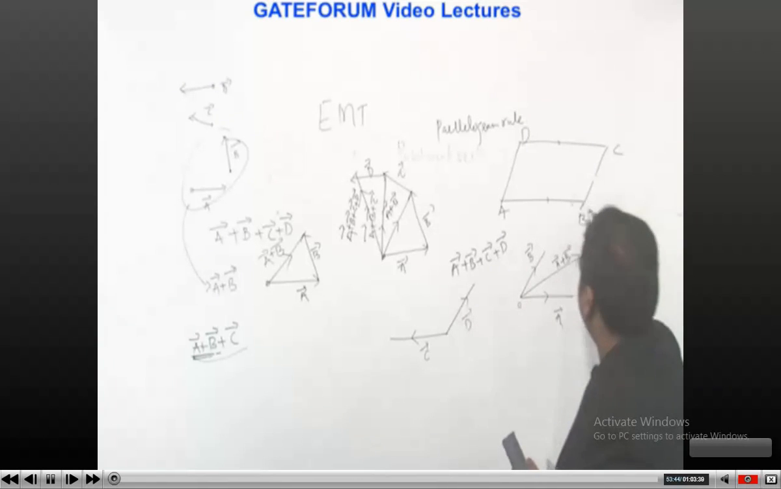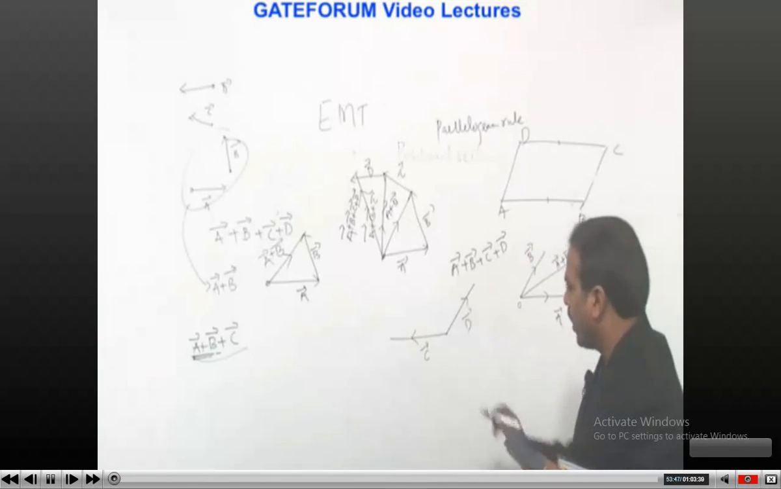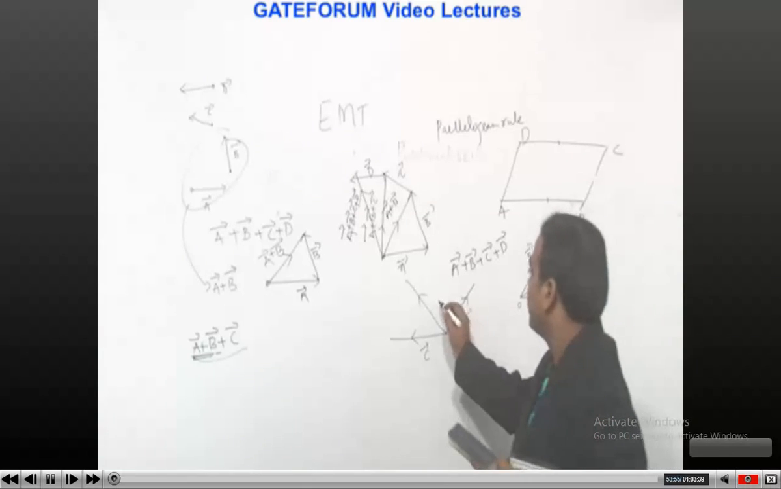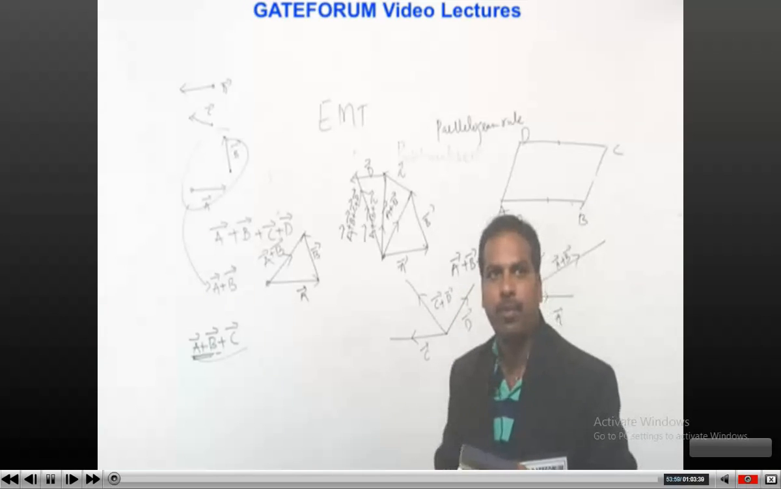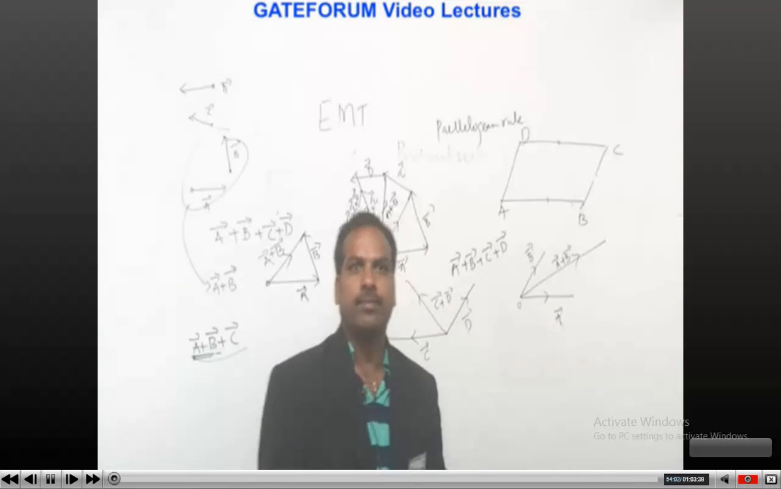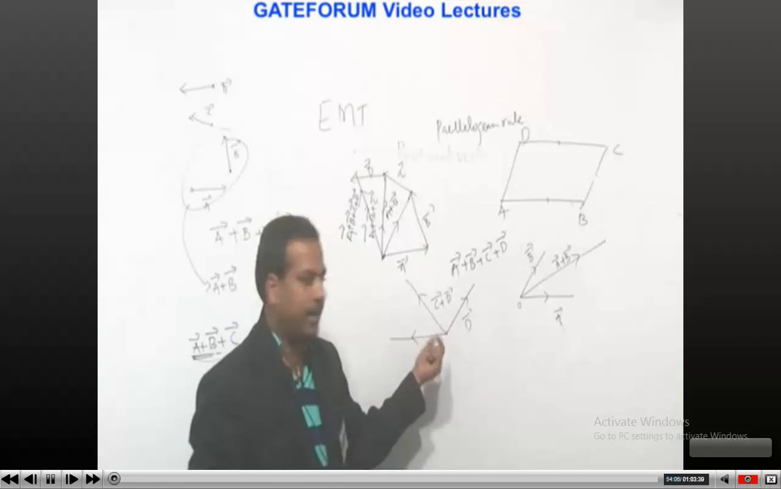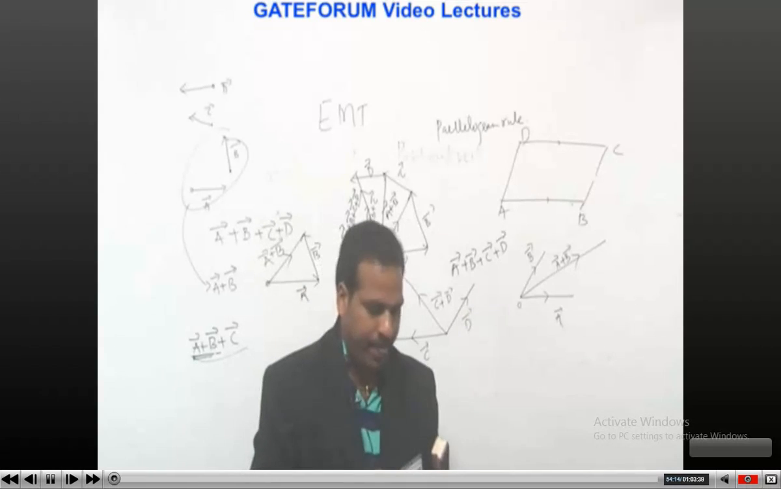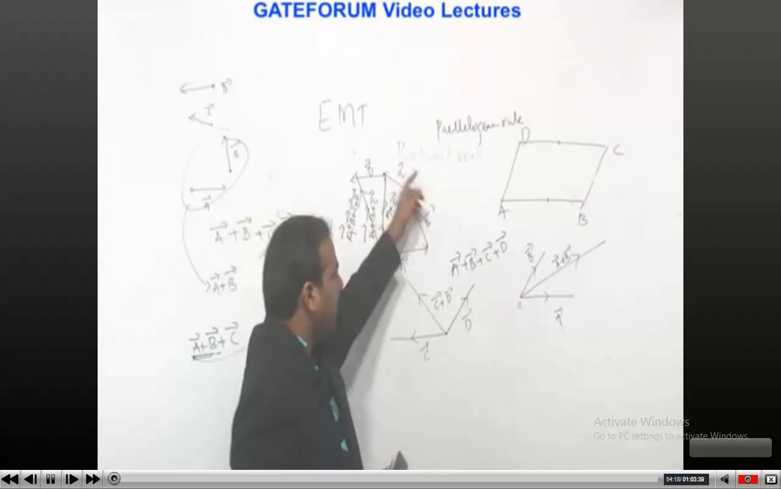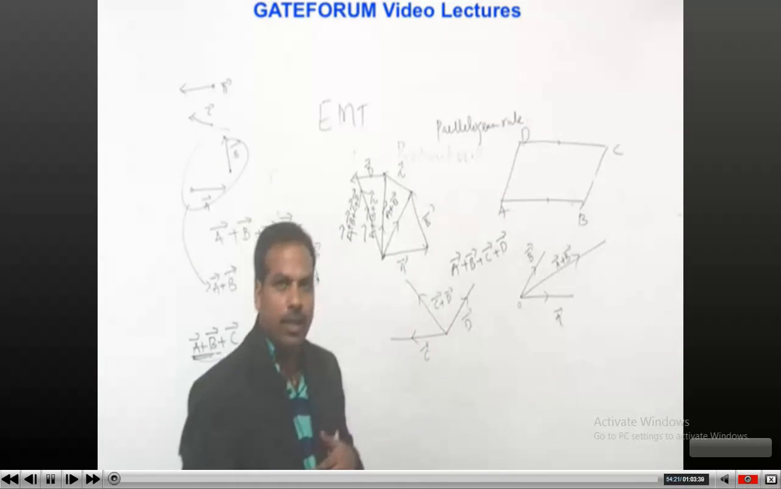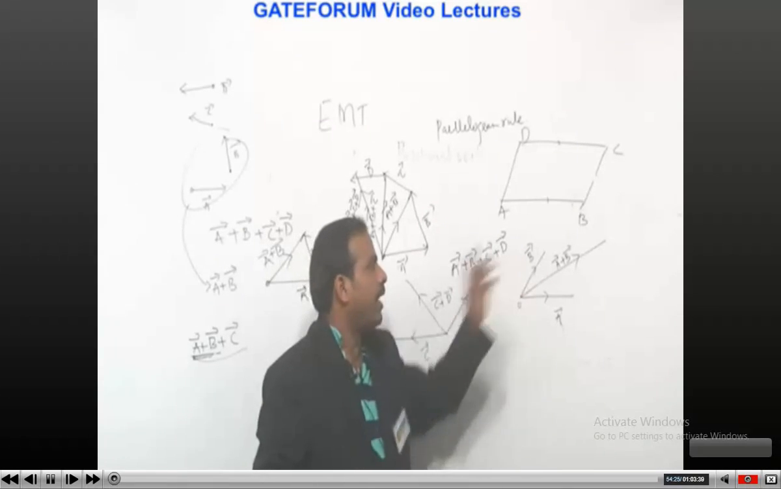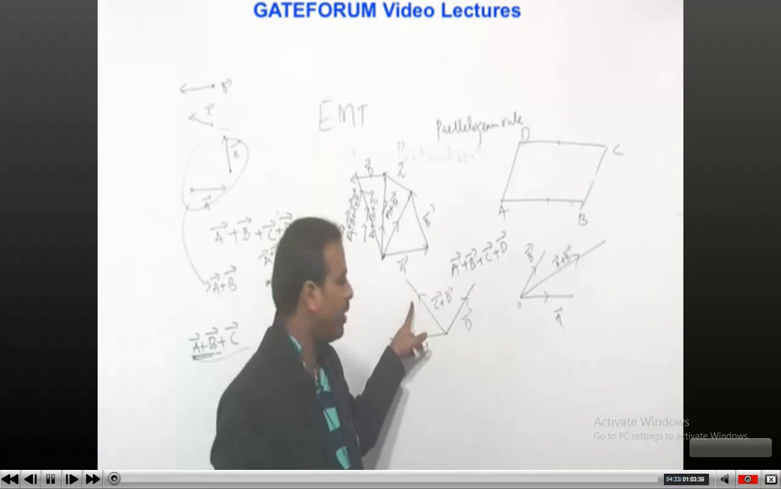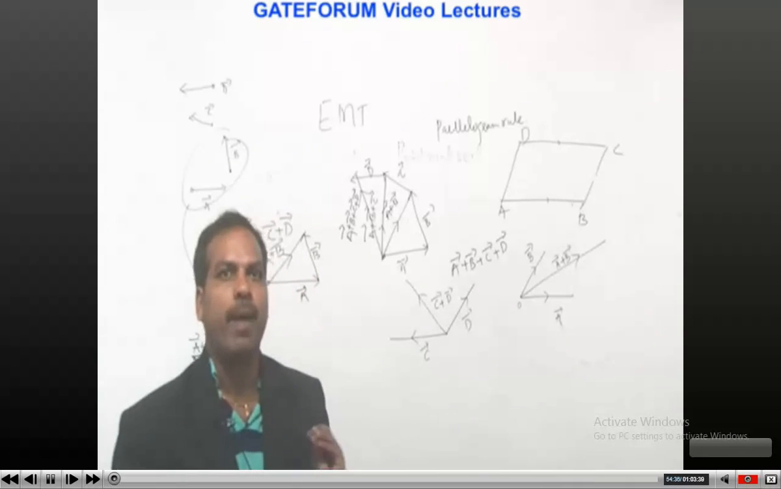Then we can say C bar represents one side and D bar represents the other side of a parallelogram. Then the diagonal coming out of this is nothing but C bar plus D bar. That's how the parallelogram rule can be applicable. Once again, in the parallelogram rule, if two vectors represent the two adjacent sides of a parallelogram, then the diagonal coming out of those two adjacent sides will represent the sum of the two vectors. That is called the parallelogram rule.